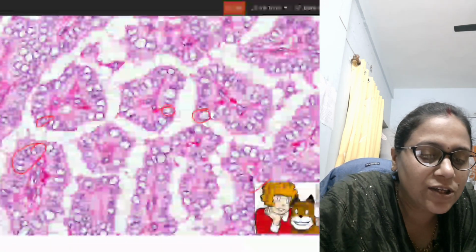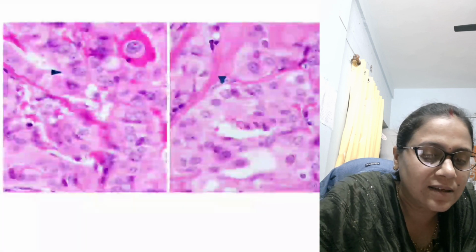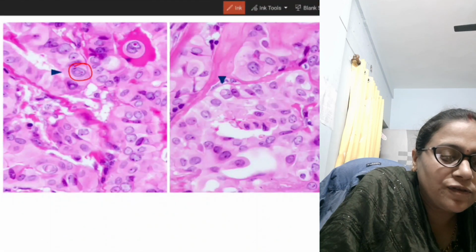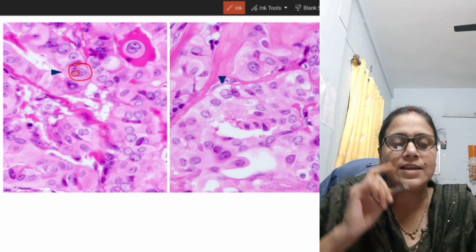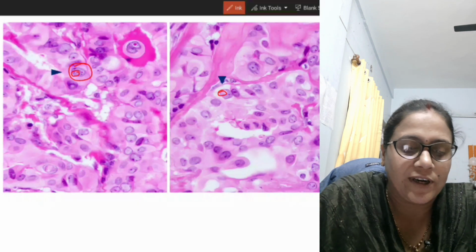Now, these are nuclear pseudo inclusions. Look carefully on these nuclei. You can see very tiny eosinophilic inclusions. One is this, one is this. These are nuclear pseudo inclusions, an important feature.